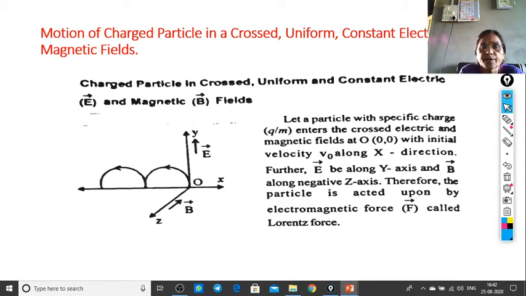In the previous two articles, we studied the motion of a charged particle in a uniform constant electric field. The second article was the motion of a charged particle in a constant uniform magnetic field. Now we are coming to the motion of a charged particle in crossed uniform constant electric field and magnetic field.